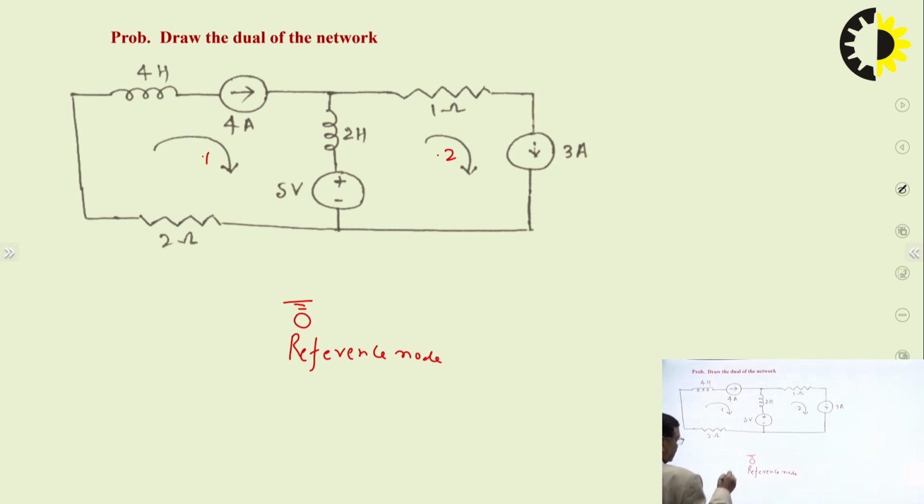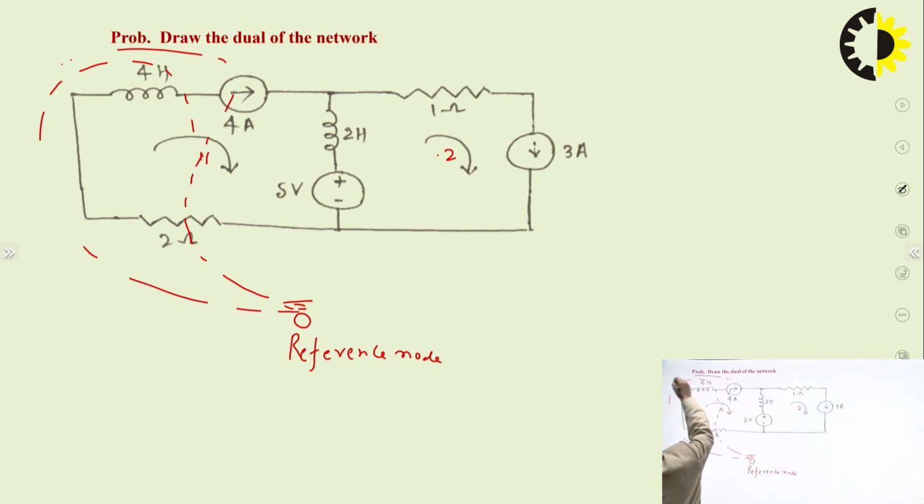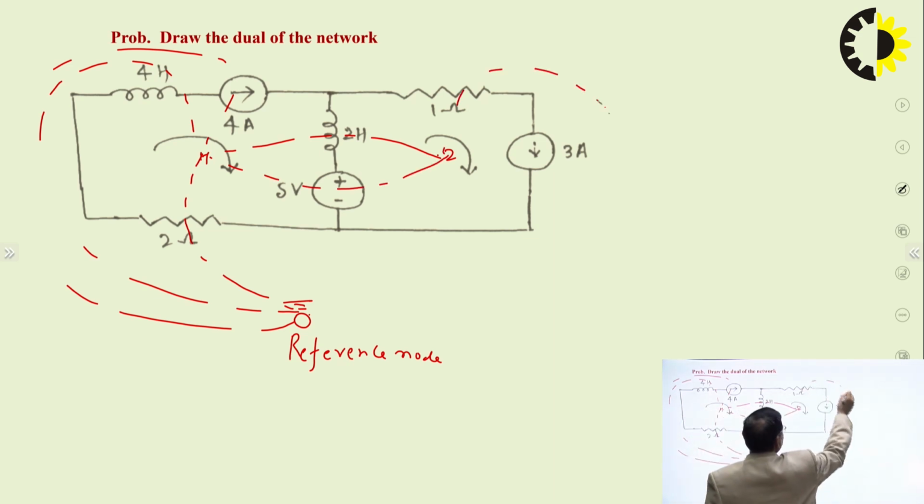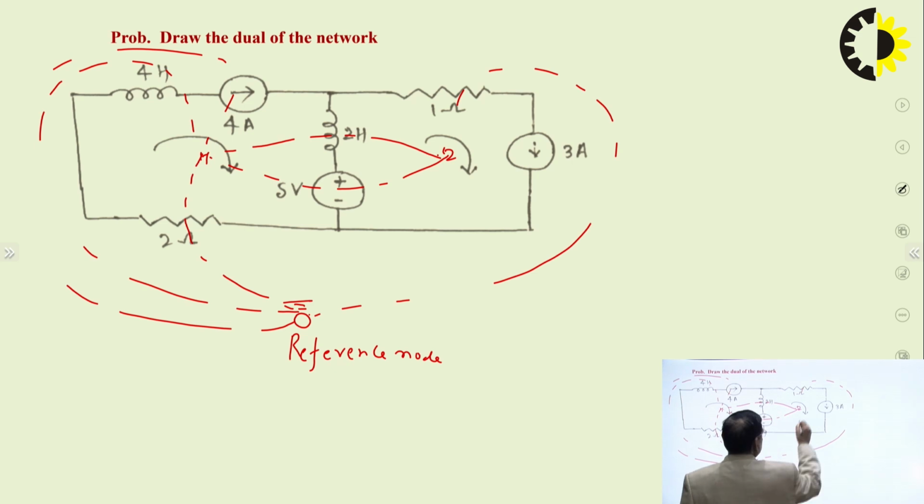Connect node 1 to the reference, traversing one element at a time. From this, the 2 Henry and 5 volt are in between mesh 1 and mesh 2. So they will be connected like this, and this will be this, and this will be this.